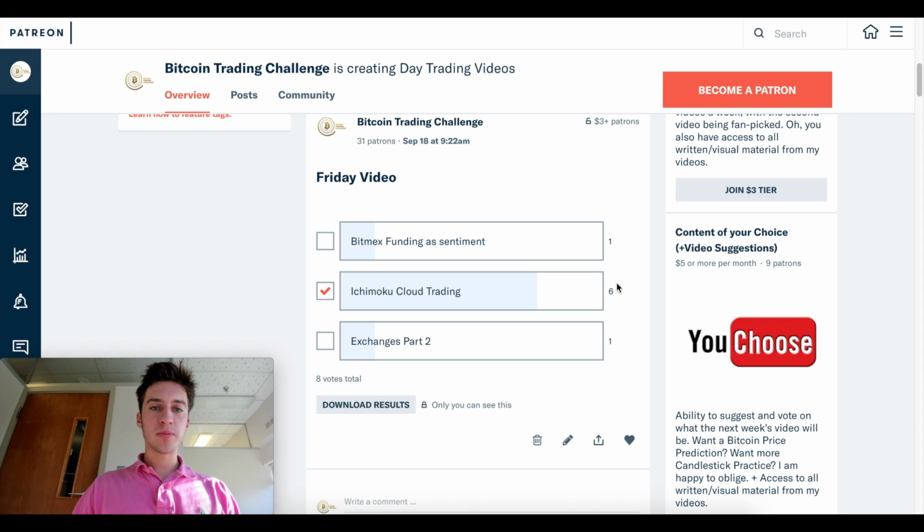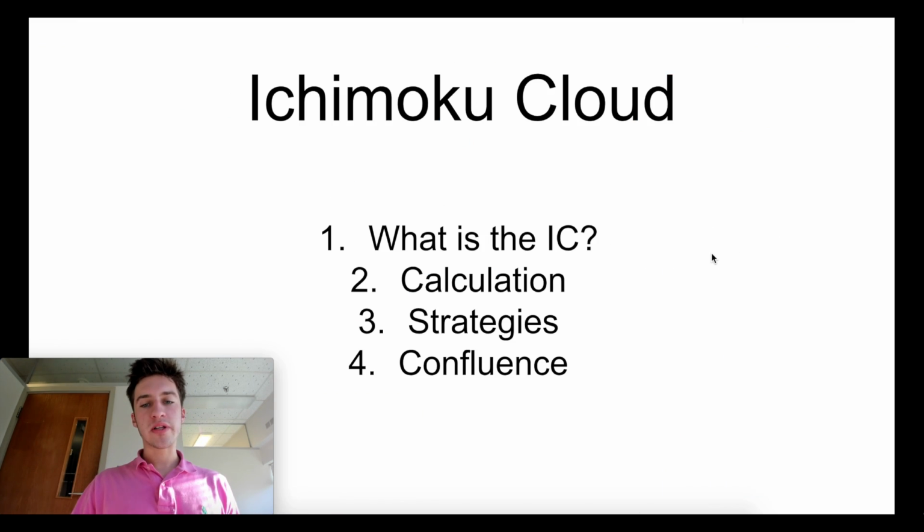In today's video, we're going to be looking at the Ichimoku cloud as suggested by my Patreon. So what we're going to do today is look at how this indicator is calculated, what this indicator is and why we would want to use it, what possible strategies we can use by looking at it, and what factors of confluence we can use to complement it.